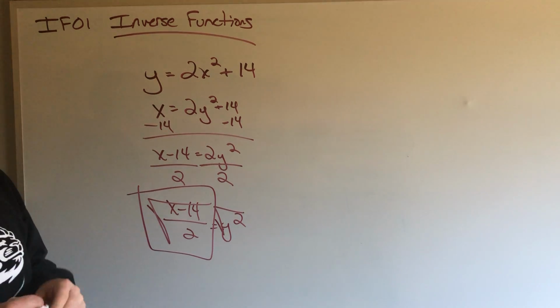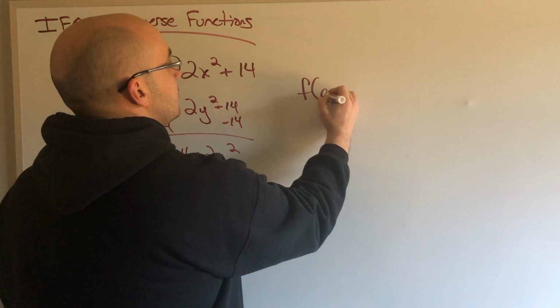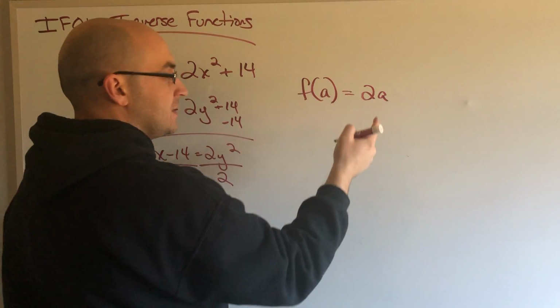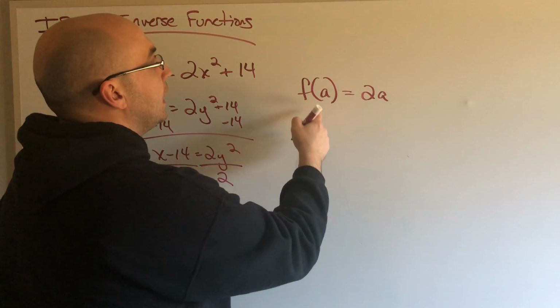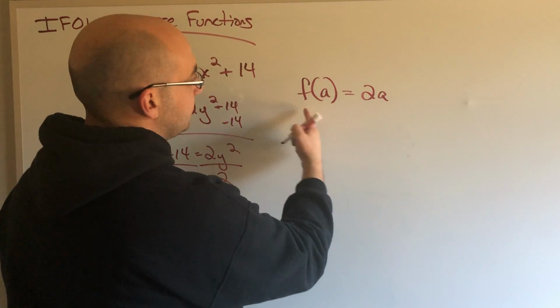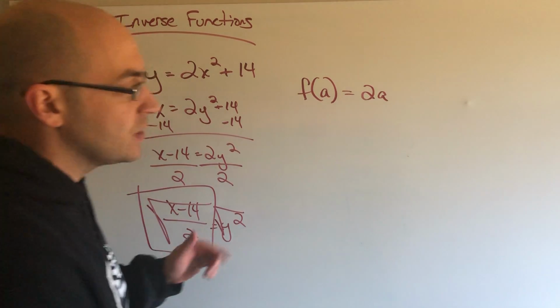Now, if it was a different variable completely, let's just say f of a equals 2a. Well, it's still y and x, so I'm just going to switch those two things. Don't put f of a in your answer, though. Make it a y and an x, and we'll talk about it in class. Okay? Pretty simple. Inverse functions.